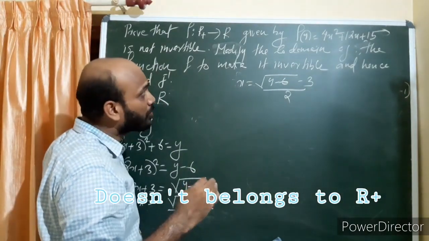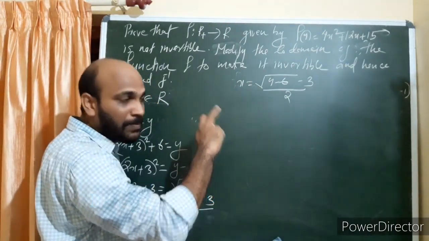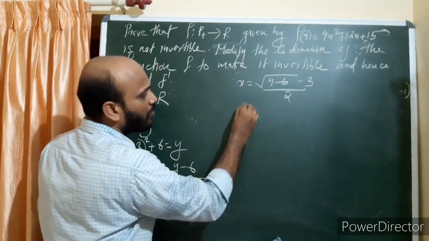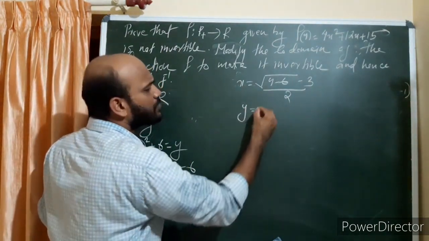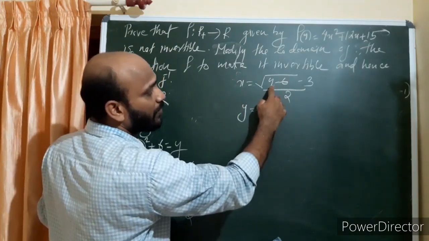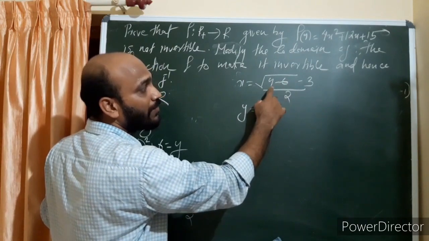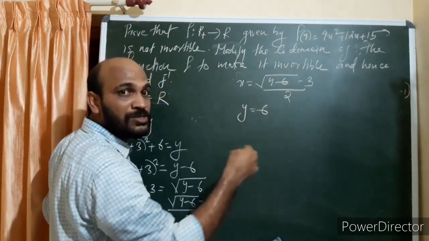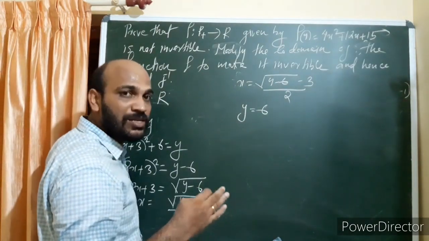So we have to show that it is not invertible. That means you have to show that it is not onto. One example is enough. I will take y equal to 6, but any value you can take. Suppose you take y equal to 3, this will become negative, and the root of a negative number is not a real number. Like that, other values also we can take.